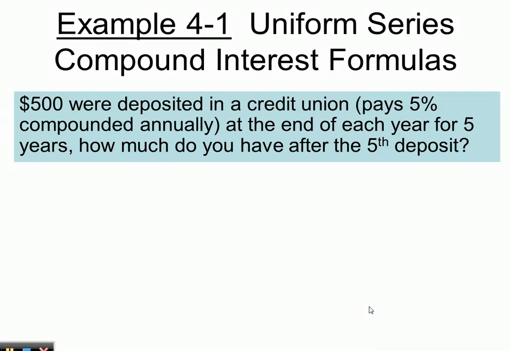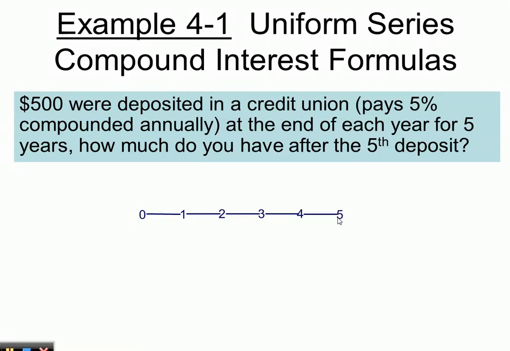Now let's take a look at an example that will help us understand how to apply uniform series compound interest formulas. $500 is deposited in the credit union, which pays 5% compounded annually, at the end of each year for 5 years. How much do you have after the 5th deposit? So let's draw a cash flow diagram. We'll have 6 different time points, starting with time point 0, then 1 at the end of year 1, 2 for the end of year 2, and so on, up to 5.